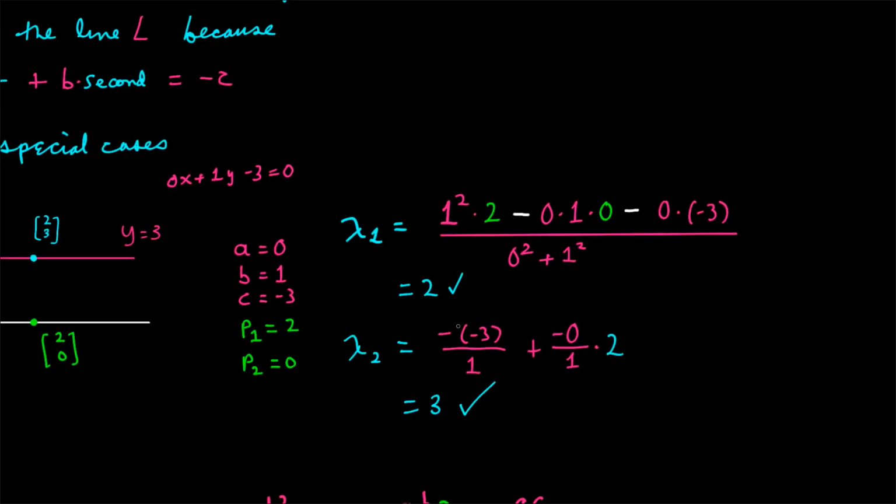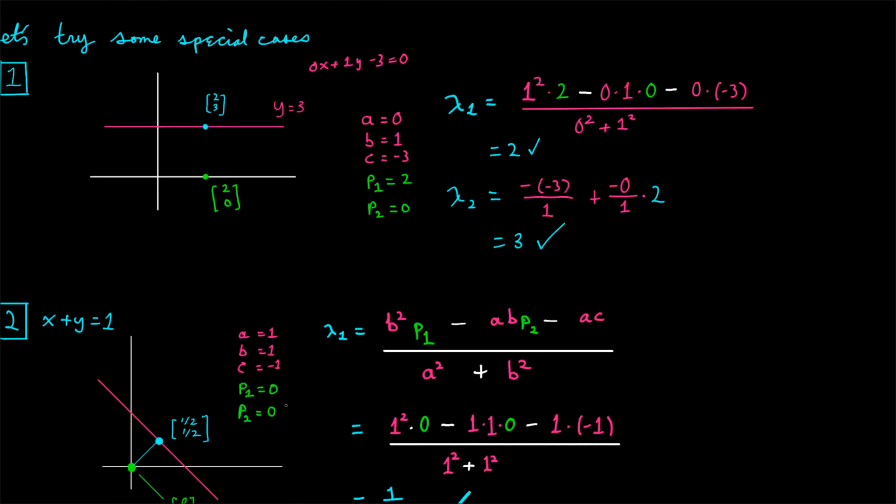Lambda 2, we take minus c over b plus minus a over b times lambda 1. So this is minus 3 over, this is 3. That's the answer, it's 3. So we get the right answer.